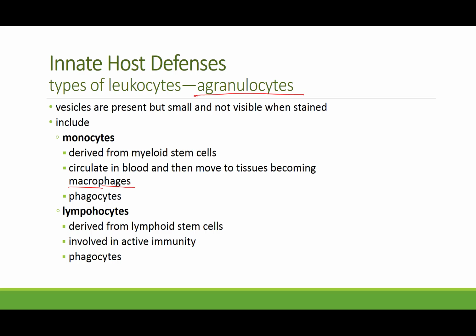The other group of agranulocytes are the lymphocytes. And as I mentioned before, there's a couple of different lymphocytes. They are derived not from the myeloid stem cells, but from lymphoid stem cells. And they're involved in active immunity. And so they will be the primary subject of the next chapter. And they can also act as phagocytes, these lymphocytes can.